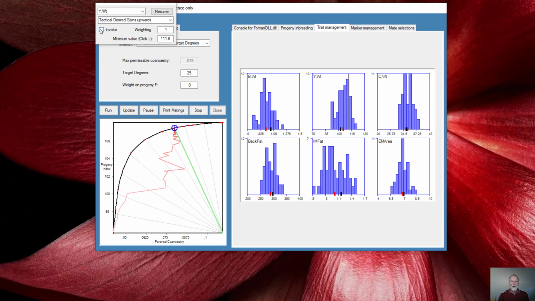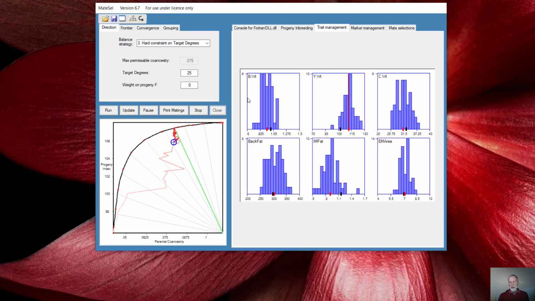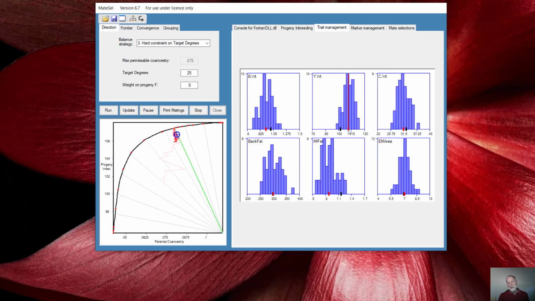So if I click invoke, that will turn red, and if I resume, then the analysis is giving us a solution which ensures that we've got at least that amount of merit for yearling weight, and there is a small balanced compromise between genetic gain and genetic diversity, which the target degrees does.